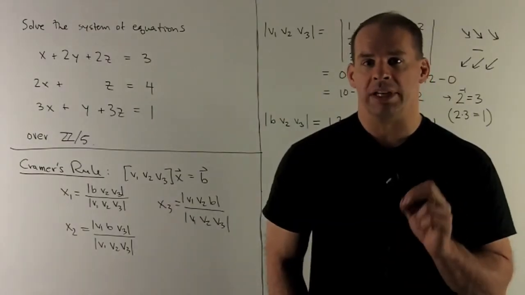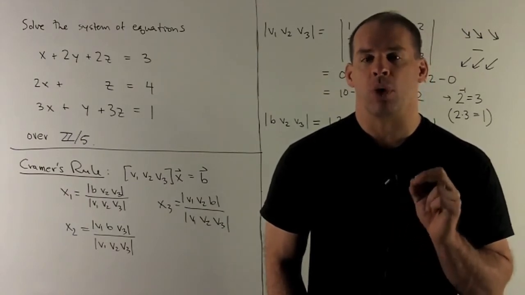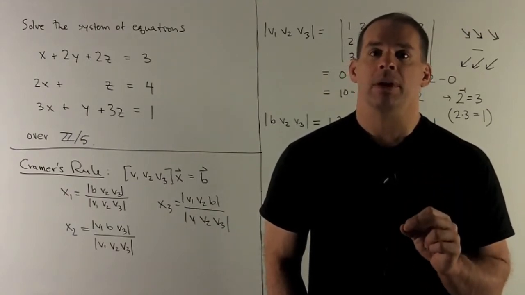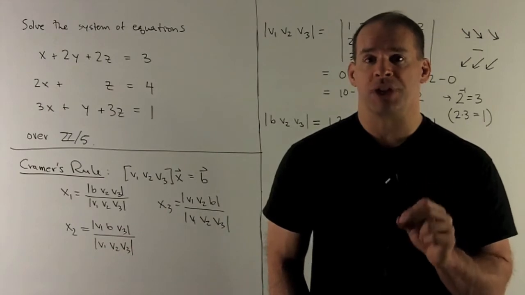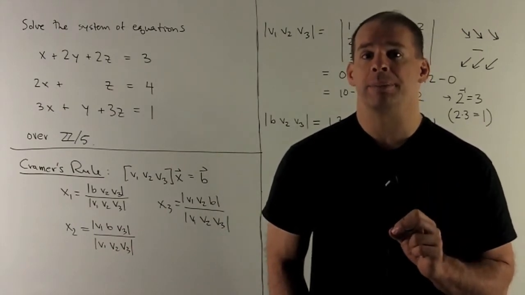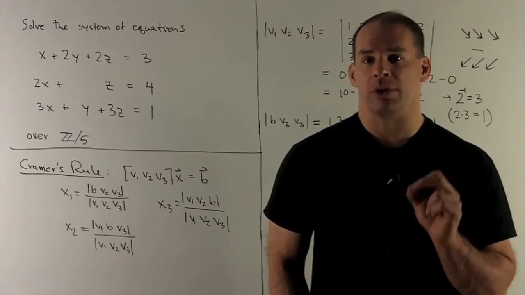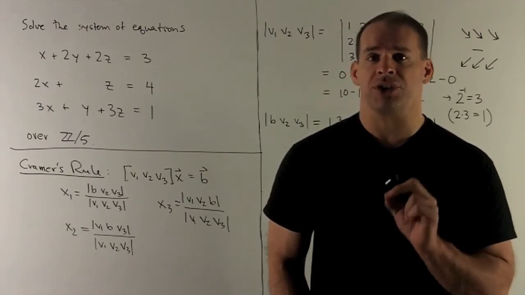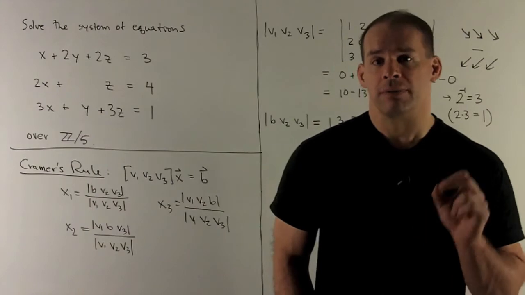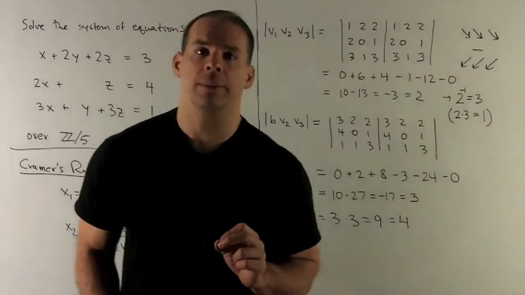So, what do we need to compute? We'll need to compute 4 items. The determinant of the matrix, which has entries coming in from the left-hand side, and then we're going to take that matrix, replace each column with our B vector, and take those 3 determinants. For our first one, let's take a look.